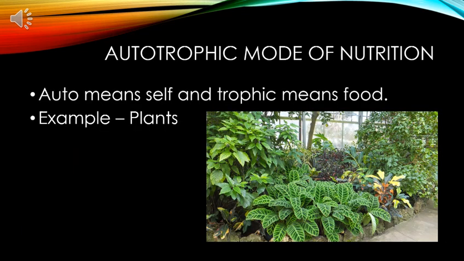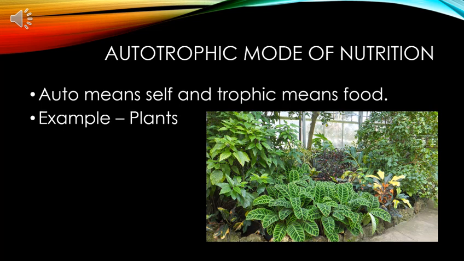Now let's come to nutrition. Let's start with the autotrophic mode of nutrition. Autotrophic mode of nutrition is a mode of nutrition in which the animal or the plant makes its own food. Let's have a closer look at plants because animals cannot make their own food. Plants which make their own food are also known as autotrophs, as they are the producers.